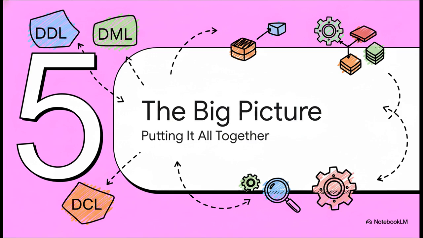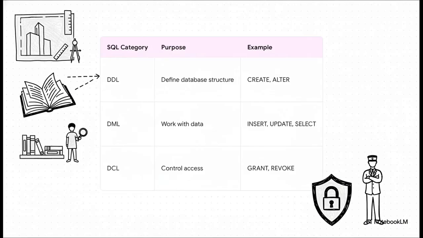All right, we've gone through the three main flavors of SQL. So let's take a step back now and look at the big picture to see how this all really works together. This table right here, this is the perfect summary. It really boils everything down. DDL is your architect. It defines the structure. DML is your librarian. It works with the data inside that structure. And DCL is your security guard. It controls who gets access. Structure, manipulation, and control. If you can remember those three jobs, you've got the core of SQL down.